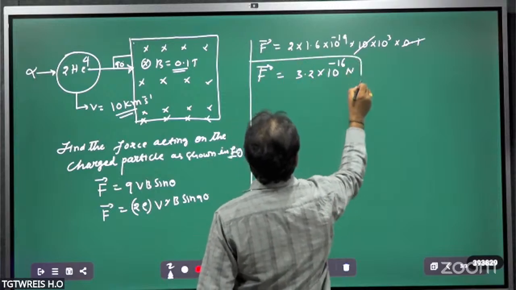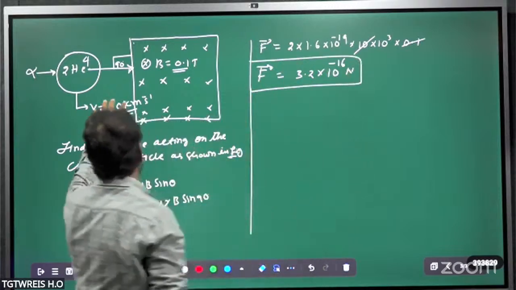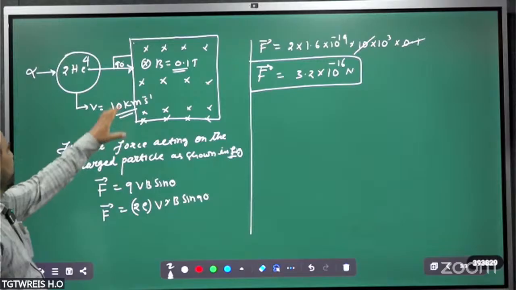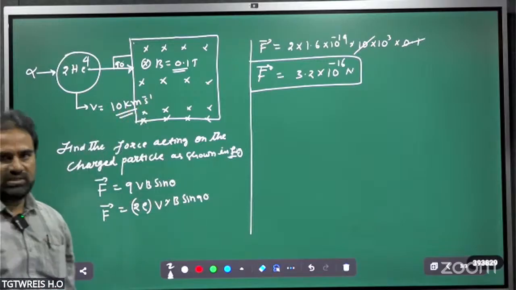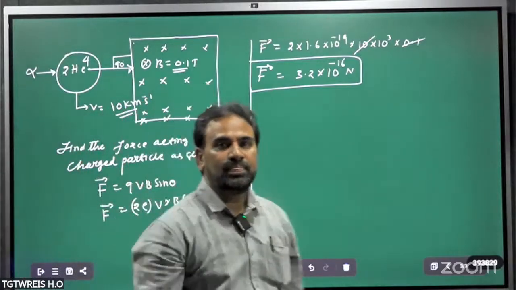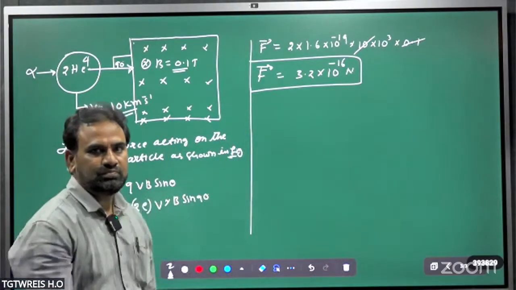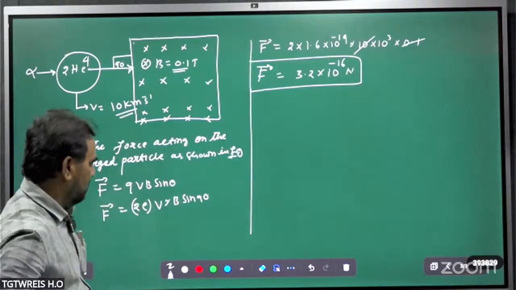So, this much force will act on the charged particle when it enters a uniform magnetic field of induction B is equal to 0.1 Tesla. Is it clear? Is it clear or not? Any doubt?